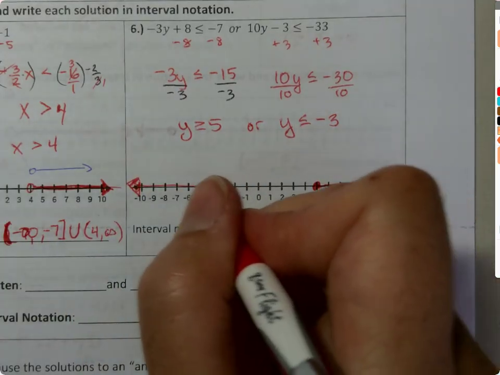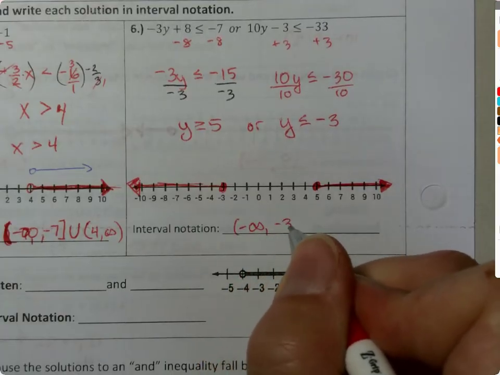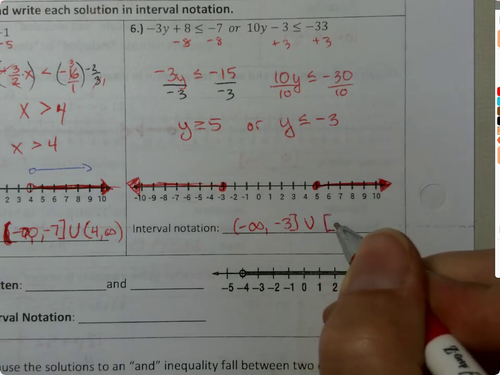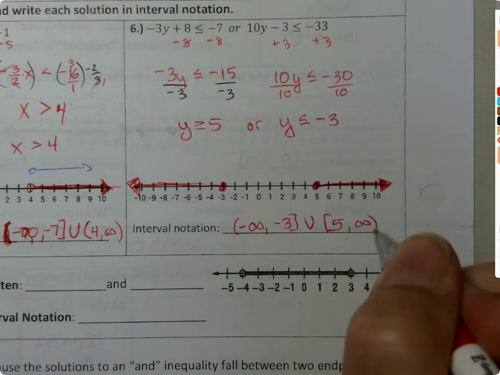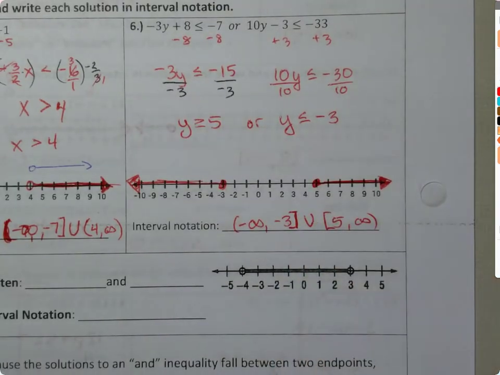Interval notation, I can get this right this time. The low is -infinity. It stops at -3. Union, the low on this interval was 5, and it goes to infinity. Okay, always low to high. Got it?